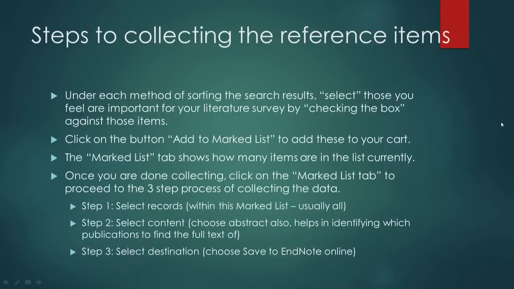So, these are the steps that are to be performed while collecting the reference items or the journal publication items. Under each method of sorting the search results, select those that you feel are important for your literature survey by checking the box against those items. Click on the button add to marked list to add those to your cart. The marked list tab then should show how many items are there in the list already, and then once you are done collecting, click on the marked list tab to proceed to the 3-step process of collecting the data.